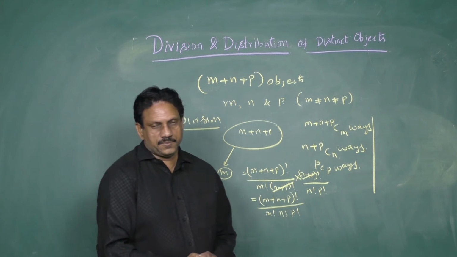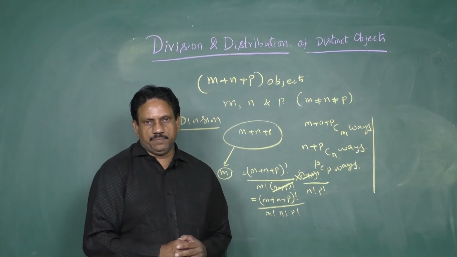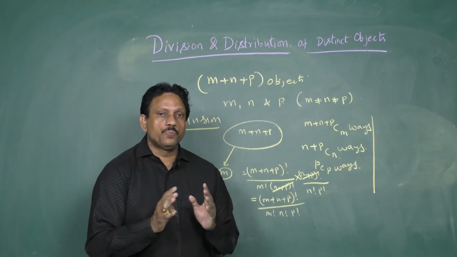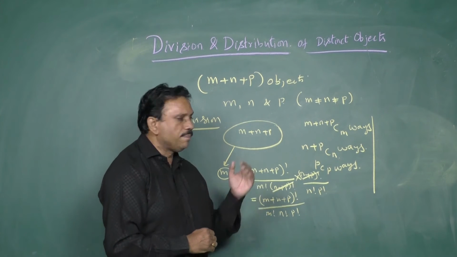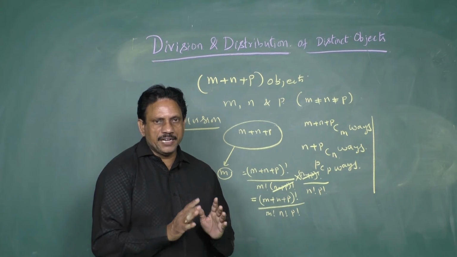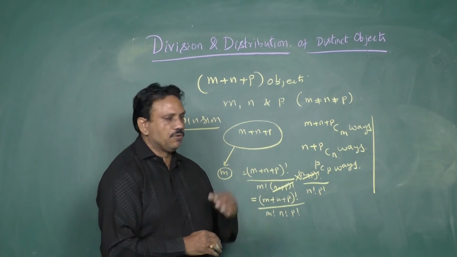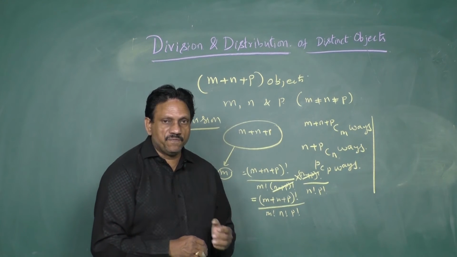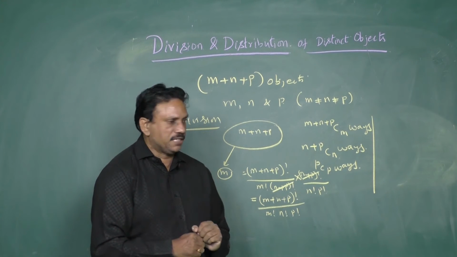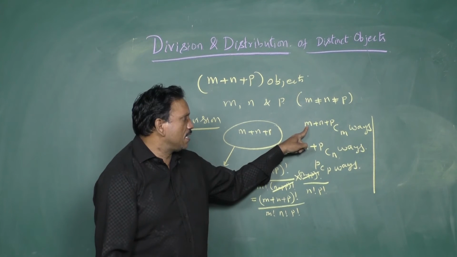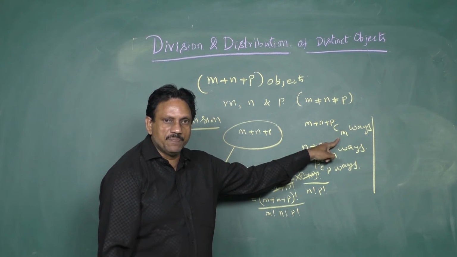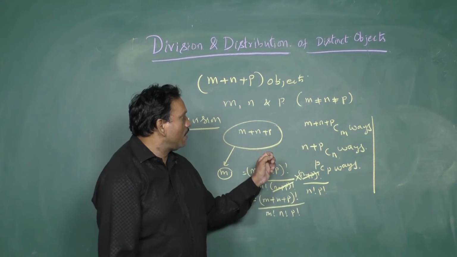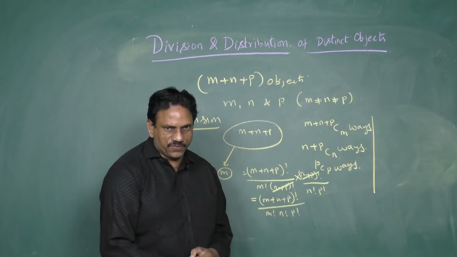Once again, first we are going to divide the given objects into three group sizes m, n, p. All these three are different, m not equal to n not equal to p. Out of m plus n plus p, first I am selecting m objects. M objects I can select in m plus n plus p C m ways. After selecting m objects, n plus p objects are left.